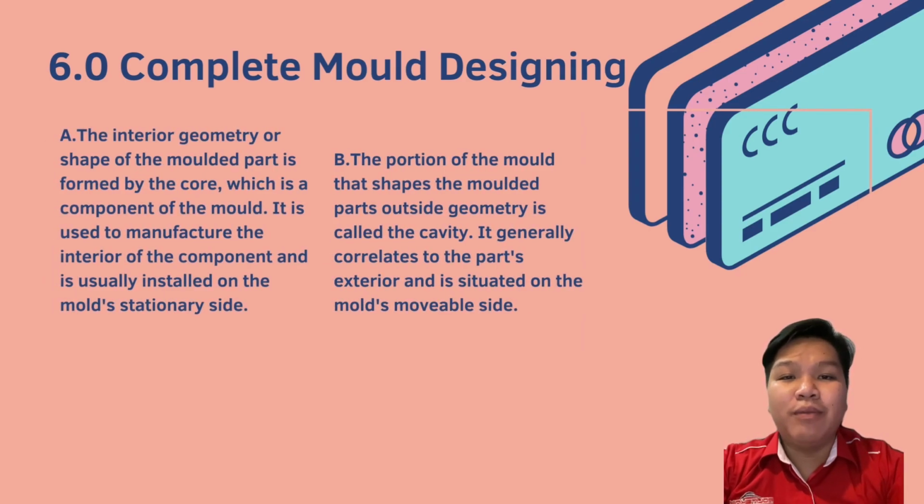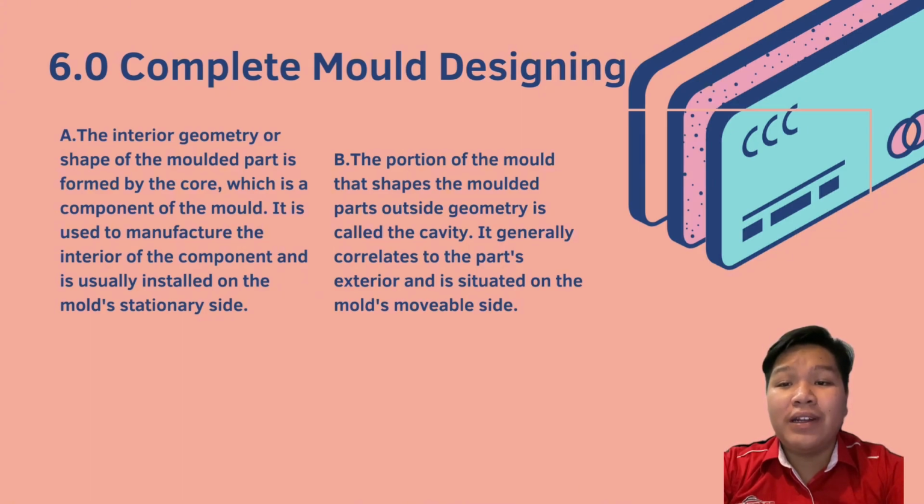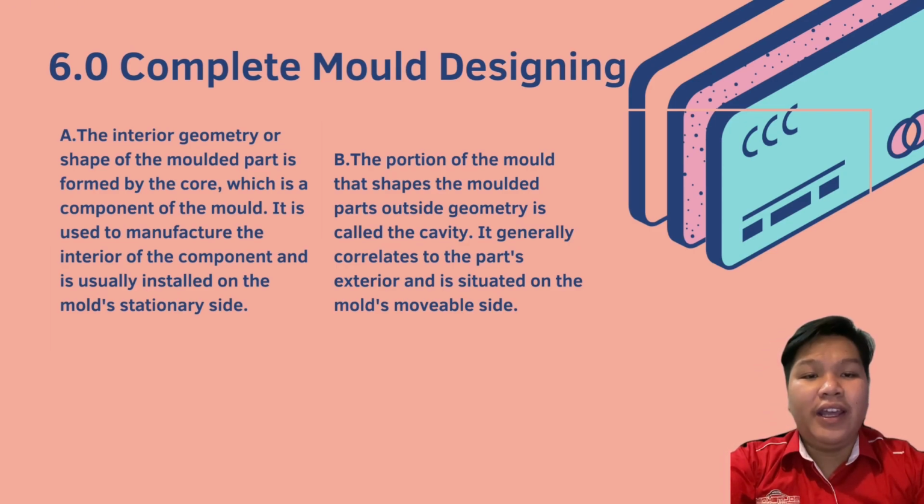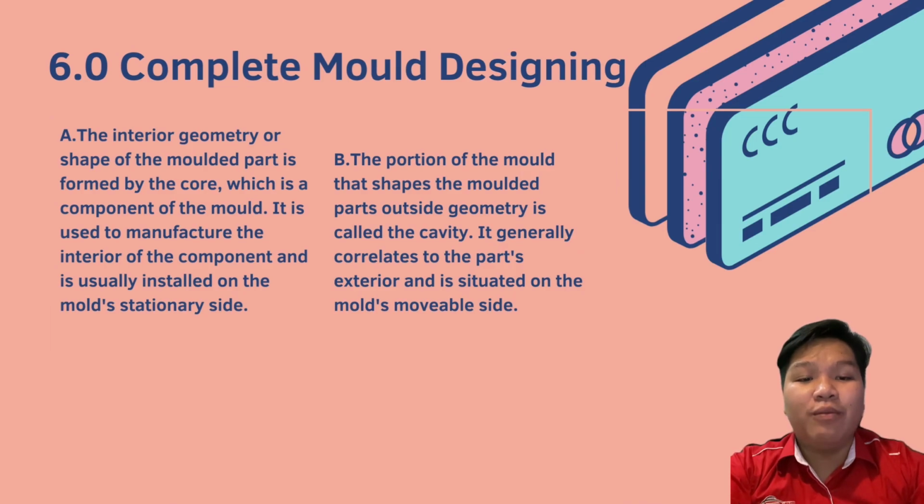For the next, complete mold designing. First, the interior geometry or shape of the molded part is formed by the core, which is a component of the mold. It is used to manufacture the interior of the component and is usually installed on the mold stationary side. Next, the portion of the mold that shapes the molded part's outside geometry is called the cavity. It generally correlates to the part exterior and is situated on the mold movable side.